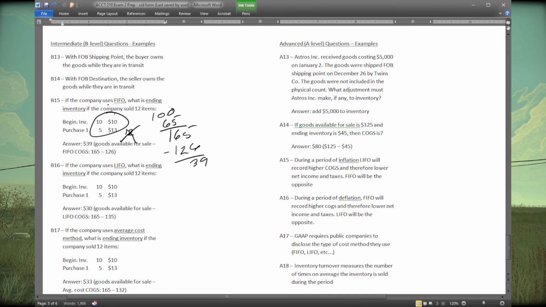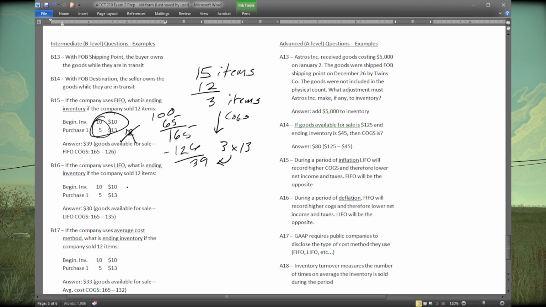The other way you could look at it, if you wanted something simpler, is there's a total of 15 items. And if we sold 12 of them, that means there must be 3 items left over. So which items? Well, LIFO, we start from the top and count down COGS. That means the last 3 items are going to be here. So if I said purchase 1 had 3 items left, then 3 times 13, guess what? That also equals this way.